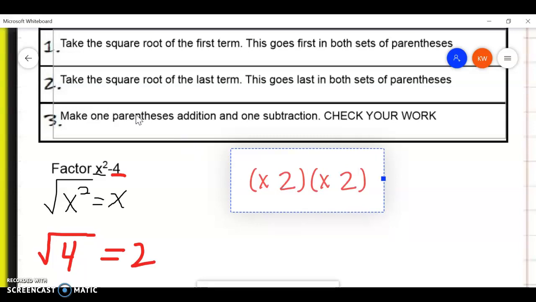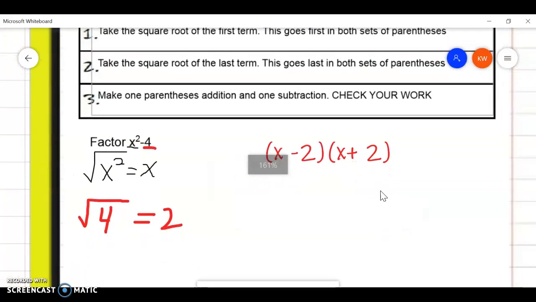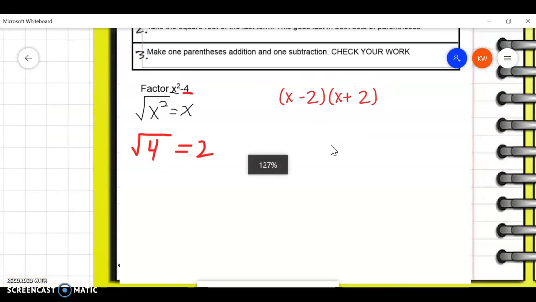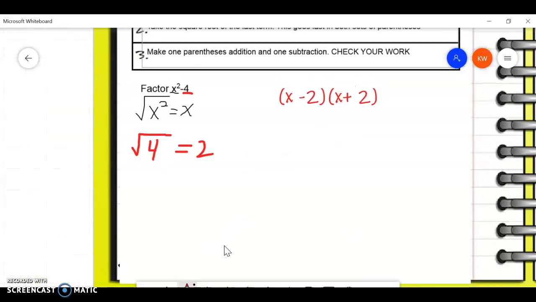Now our last step is the easiest part. We're going to make one of these parentheses addition and one of these subtraction, and then we're going to check our work. So one of these subtraction, one of these with an addition. Now, how do we go about checking this? Checking this is pretty simple. We're just going to go through and use the box method. So let's go through and set up that box.